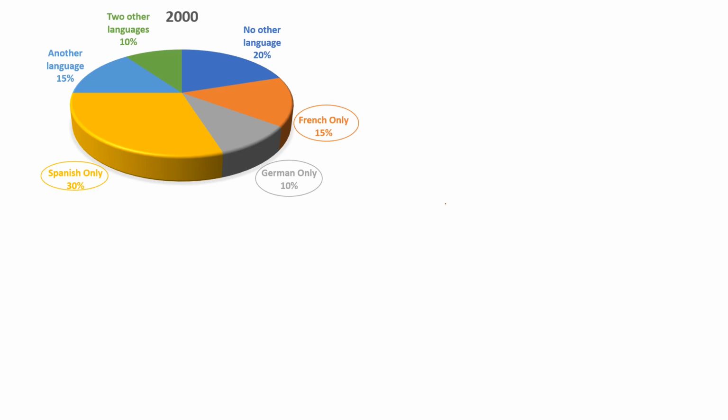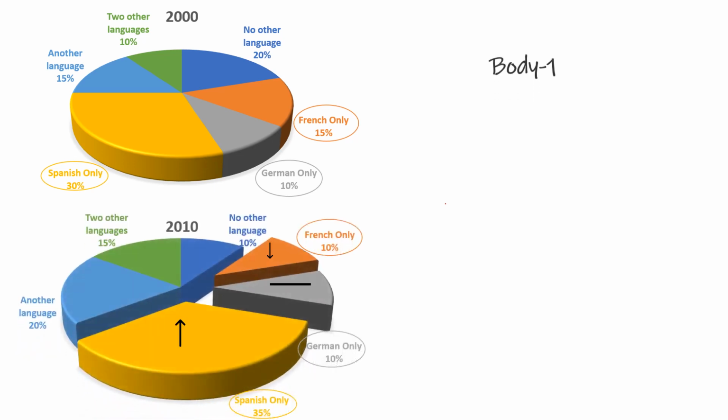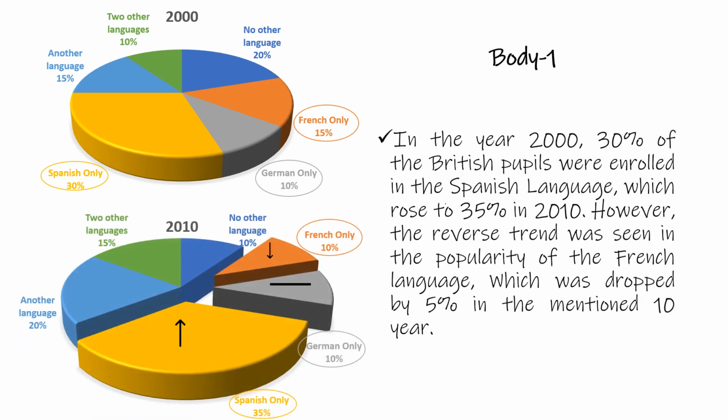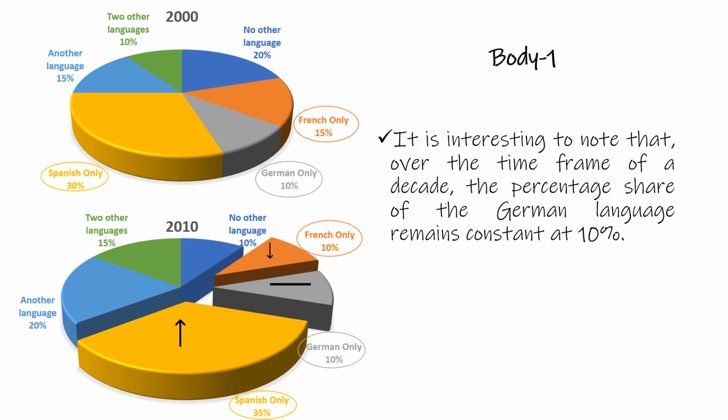In body paragraph 1, we write about the Spanish, French, and German languages. In the year 2000, 30% of the British pupils were enrolled in the Spanish language, which rose to 35% in 2010. However, the reverse trend was seen in the popularity of the French language, which dropped by 5% in the mentioned 10 years. It is interesting to note that, over the time frame of a decade, the percentage share of the German language remained constant at 10%.